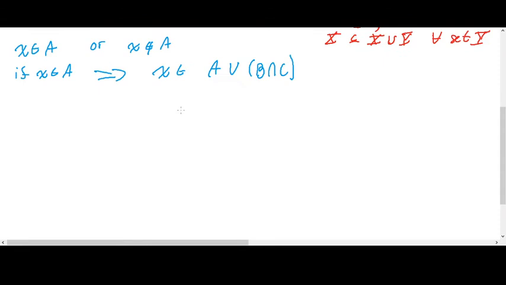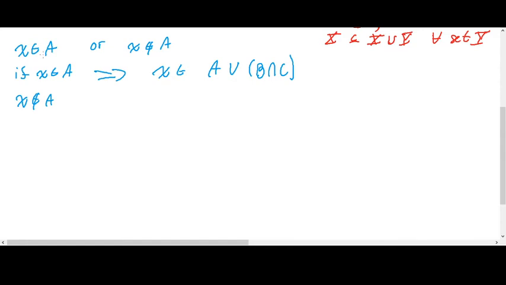Now all we have to do is say if x is not in A, then if we can show that x must also be in A union B intersect C, then we're done. Because there's only two possibilities for x: x is either in A or x is not in A. Obviously, there are other possibilities beyond that, but we can say that there's a binary situation here.